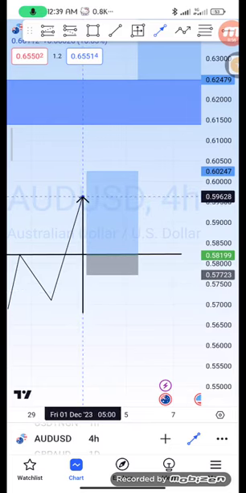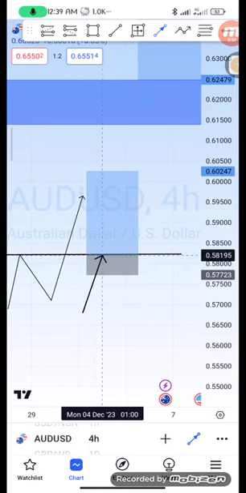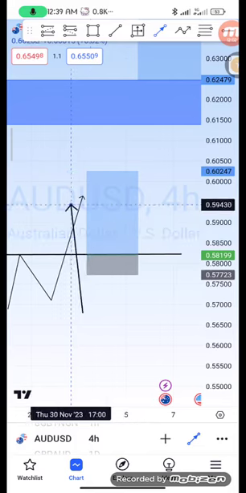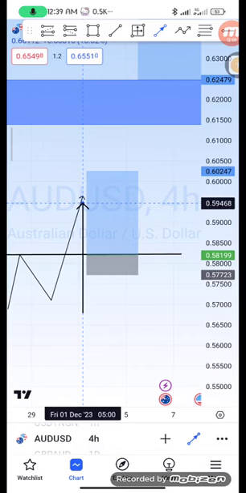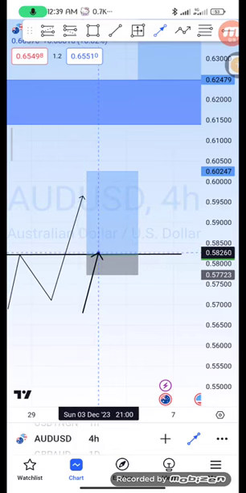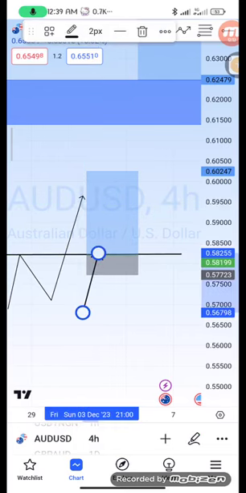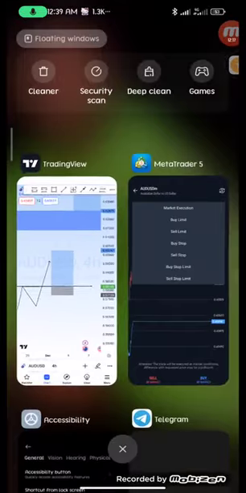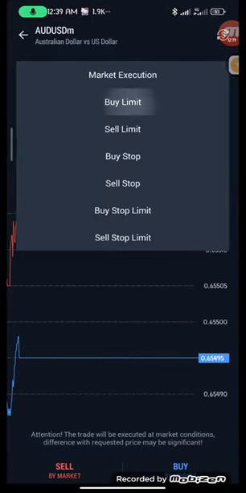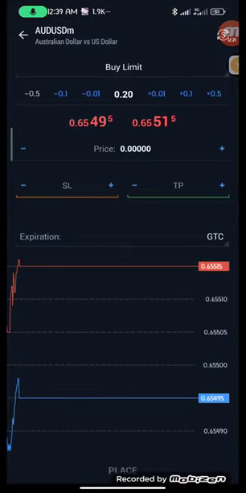To take this market, whenever the market gets back to this place, whether I'm online or not, it should automatically open a position for me. Are you getting me? They should automatically open a position for me. So what I'll just have to do is go to my MT5 buy limit, and I'll put the price.